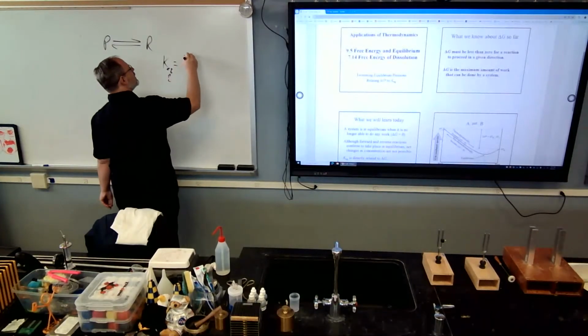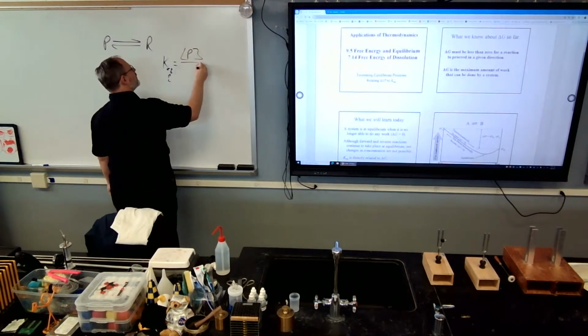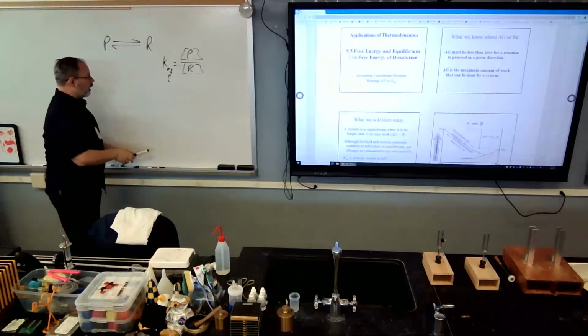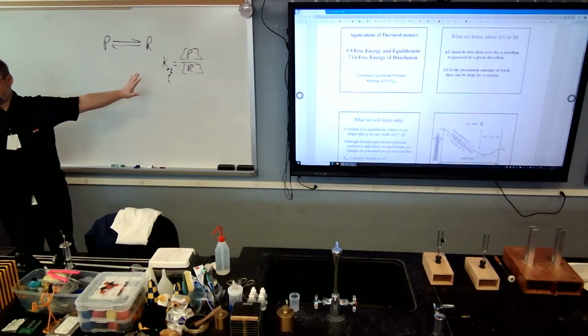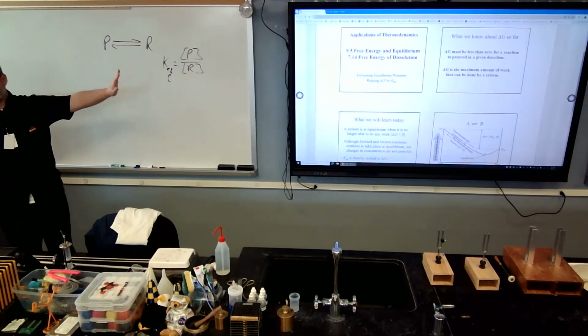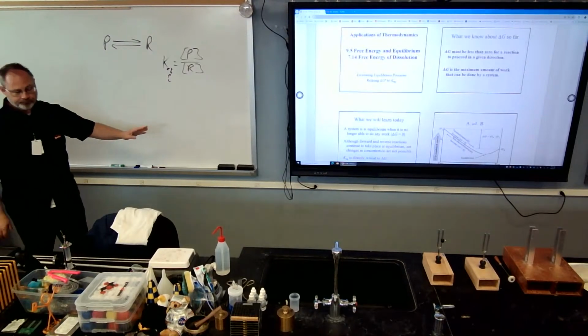I'm going to go ahead and use the concentrations here: the concentration of the products over the concentration of the reactants. Are we comfortable with these concepts? Because that's at the heart of this unit.